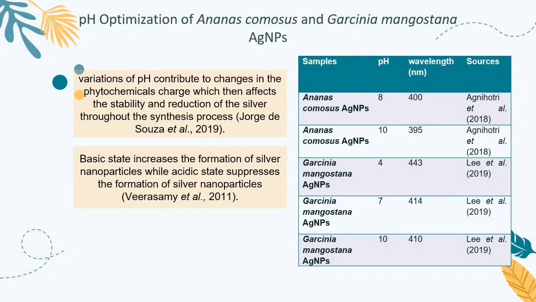In the pH optimization, the variation of pH contributes to the changes in the phytochemical charge, which then affects the stability and reduction of silver in the synthesis process. This can be proved by the tables, as it shows that the wavelength is different at different pH, where the basic state increases the formation of silver nanoparticles, while acidic state suppresses the formation of silver nanoparticles.